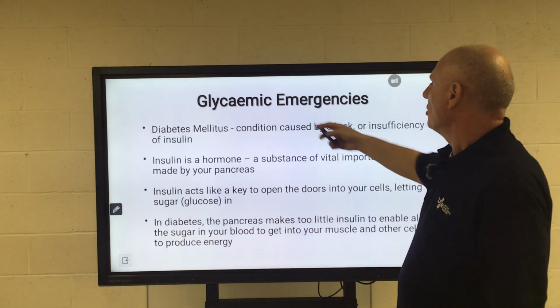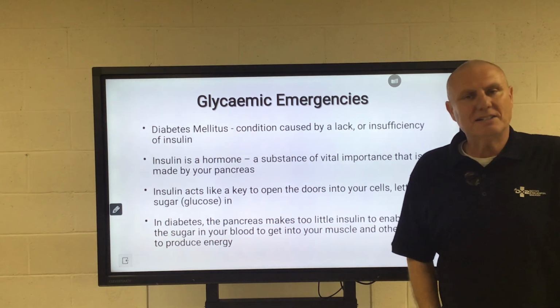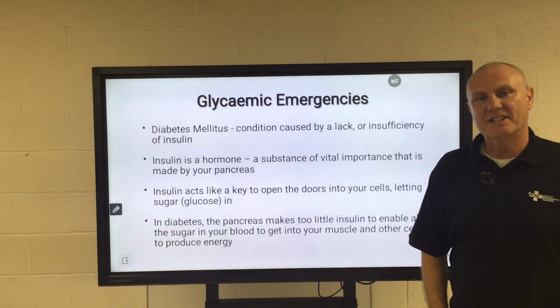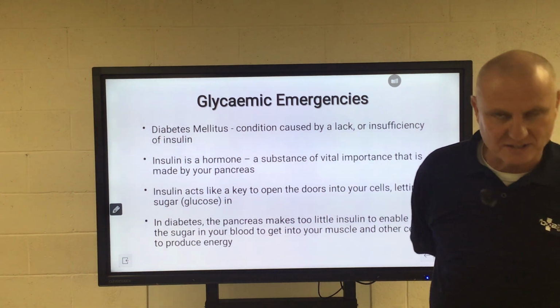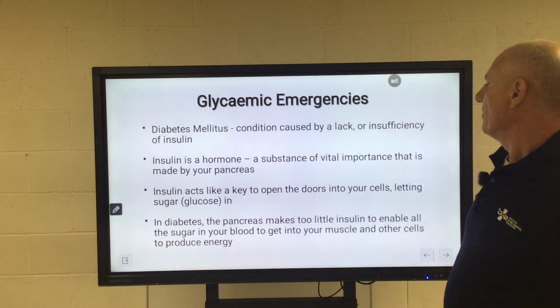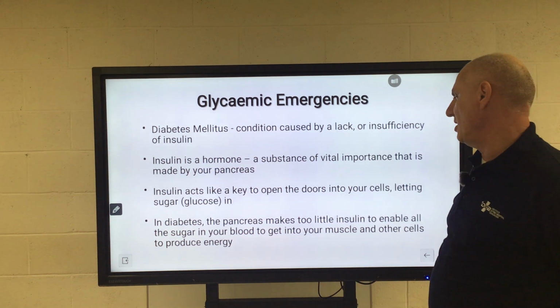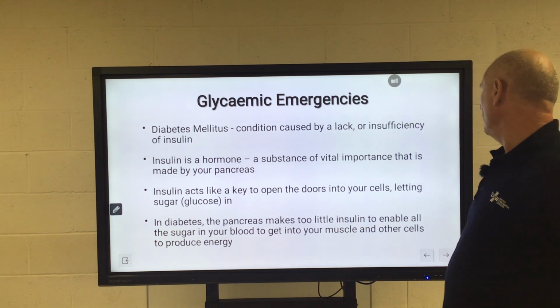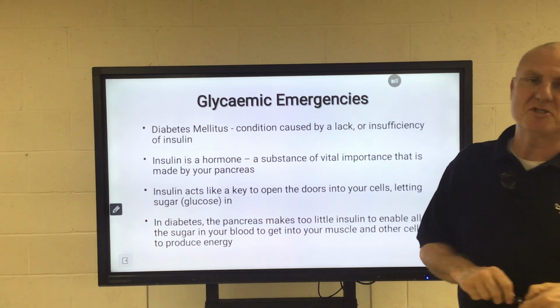Let's have a look. Diabetes is a condition caused by a lack of or insufficiency of insulin. Insulin is the hormone that allows the cell membrane to open up to receive sugars. Sugars do not get into the cells without insulin. So insulin acts like a key to open the door into your cells and let the sugars in. In diabetes, the pancreas makes too little insulin to enable all the sugar in your blood to get into your muscle and other cells to help produce energy.